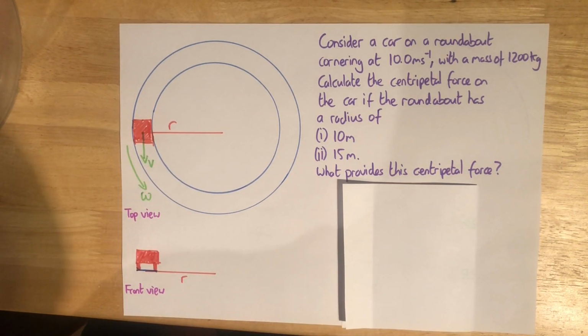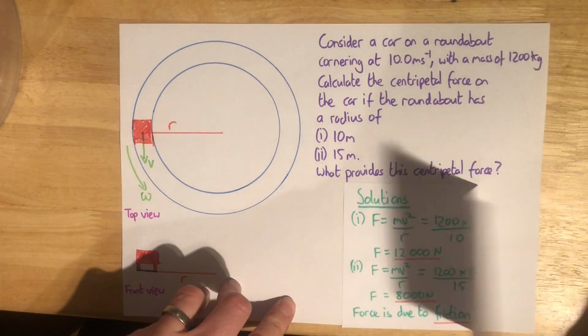Again, just have a go at the questions then. Calculate the centripetal force on the car if the roundabout has a radius of 10 metres, or if the roundabout has a radius of 15 metres. So two different radii, and we're going to compare the two, and then just have a think about what actually provides that force. So again, pause the video, have a go, come back in a second, and we will have a look at the solutions.